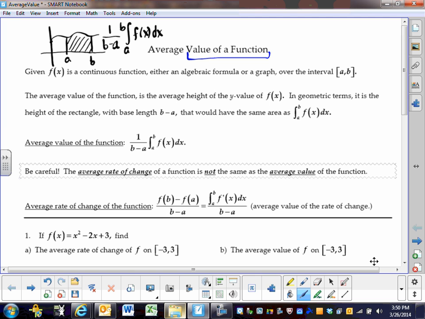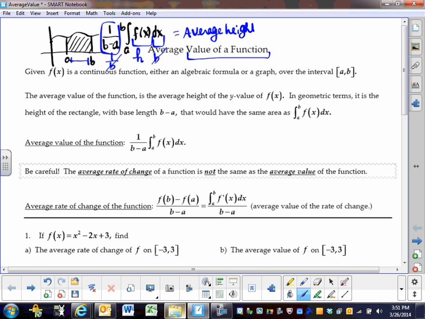Geometrically speaking, that's the same as saying that the function value gives us the height of a rectangle. The difference, or the dx, gives us the base of the rectangle. And the 1 over b minus a is the same thing as finding the base of the rectangle, so then we divide that back out. So the overall area is the integral, which gives us height times base, and then we divide out by exactly the base, and so what we're left with is the average height.